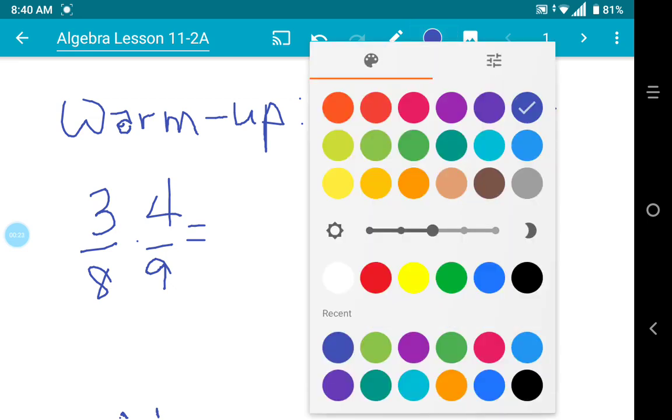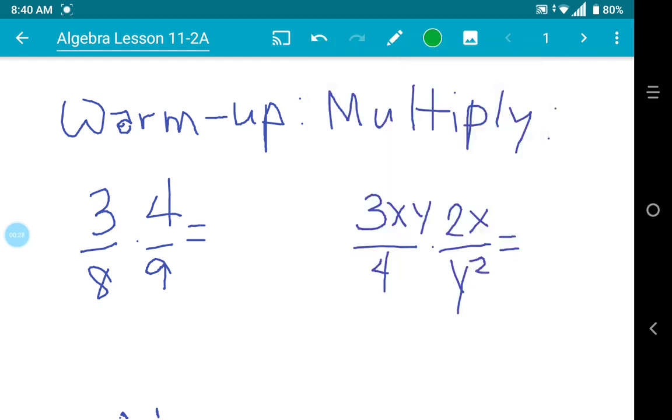I better switch ink color here so we can see. How about we use green this time? Okay, so multiply. Look for shortcuts. Got it? You can pause the video as needed.